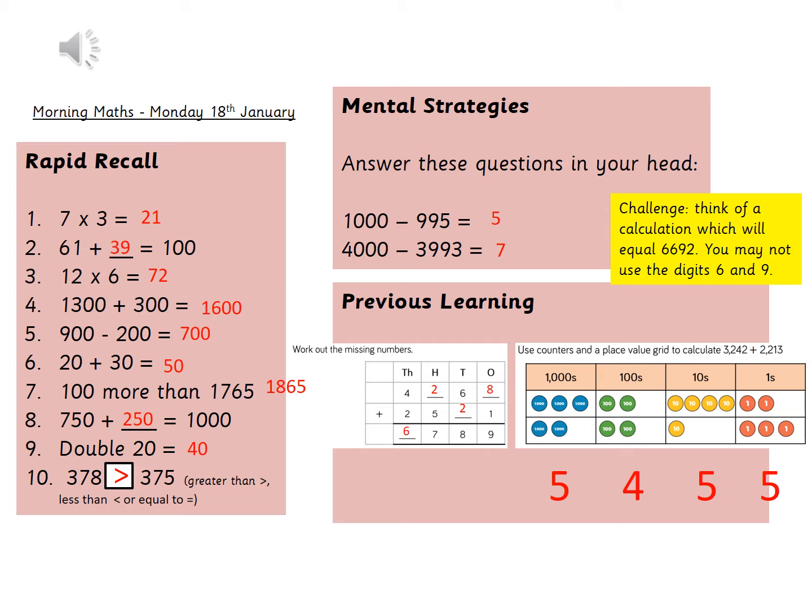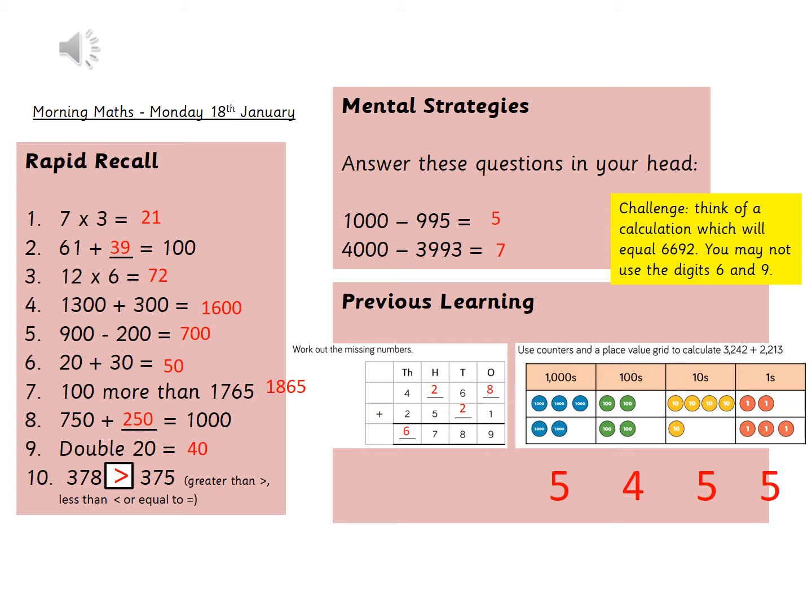100 more than 1765 is 1865. 750 add 250 equals 1000. Double 20 equals 40. And 378 is greater than 375.